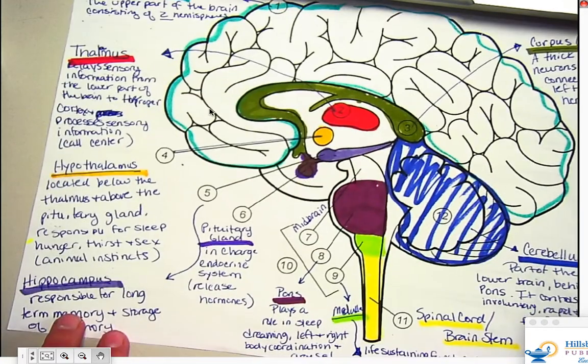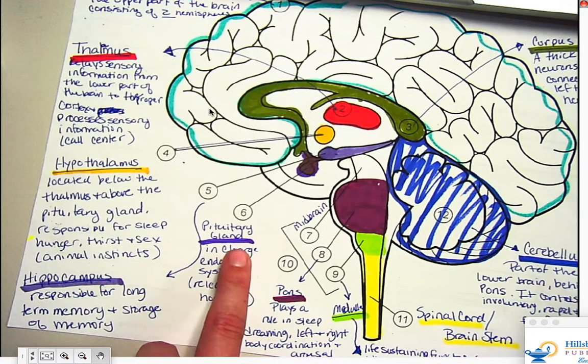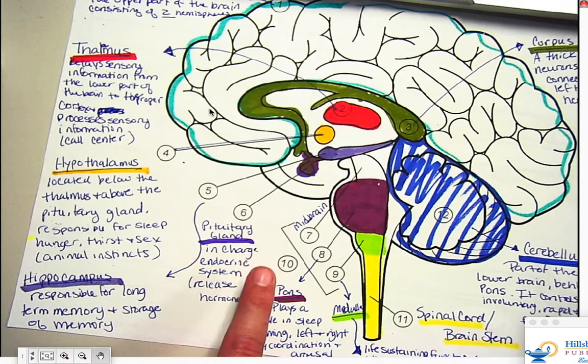Next one is your hippocampus. Long-term memories. Then you have your pituitary gland. Your pituitary gland, that question a lot of you got wrong, is in charge of your endocrine system. You can raise your hand and tell me what the endocrine system is. James? Hormones, absolutely.